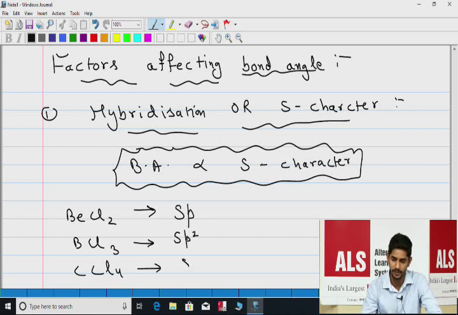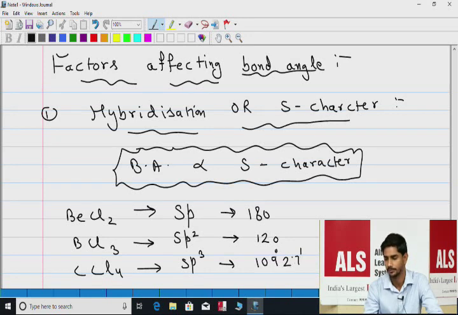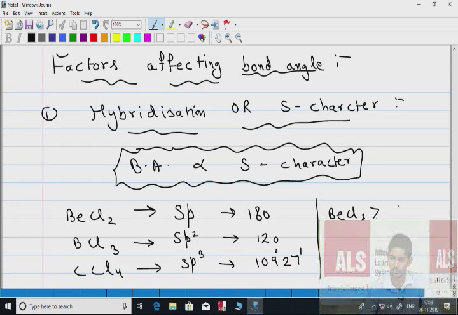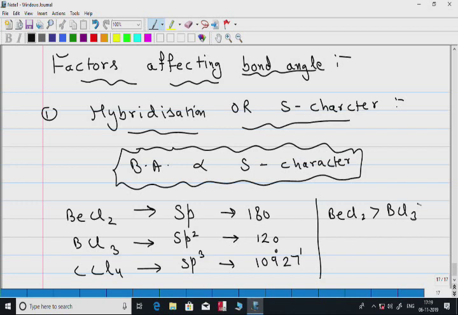SP, SP2 and SP3. We know that hybridization and S character are exactly the same. So you can check: this one has a 180 degree angle, this one is 120 degree, and this one is 109 degree 27 minutes. So we can simply say that BeCl2 has the highest bond angle, then BCl3 and then CCl4. Copy.